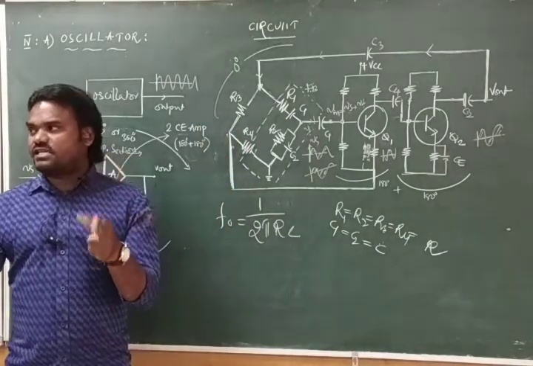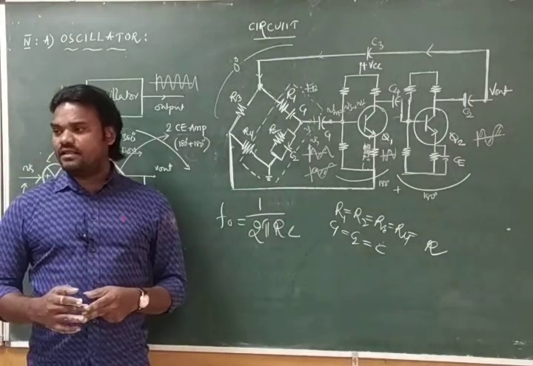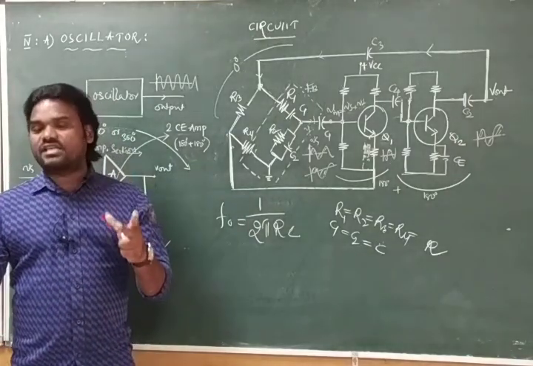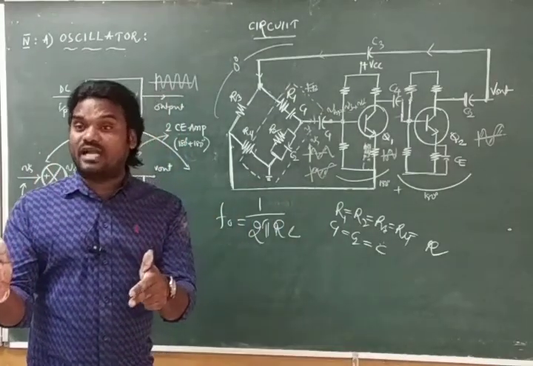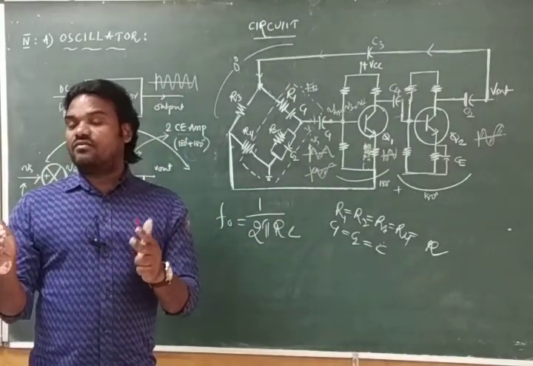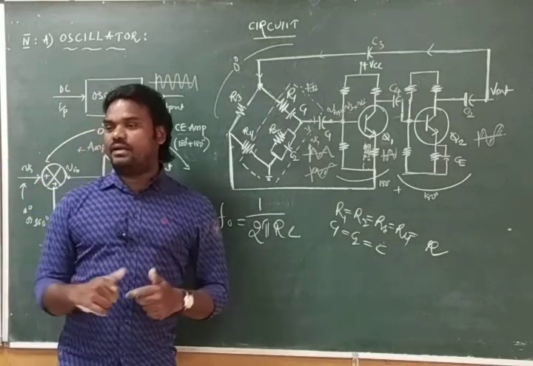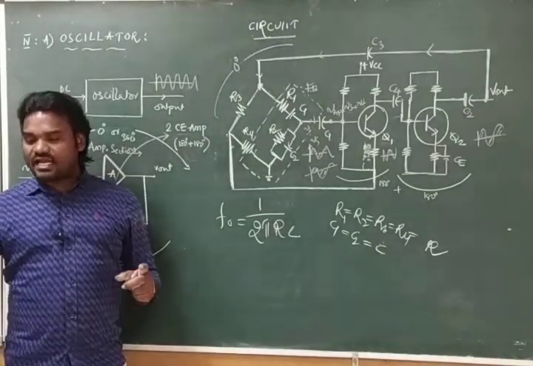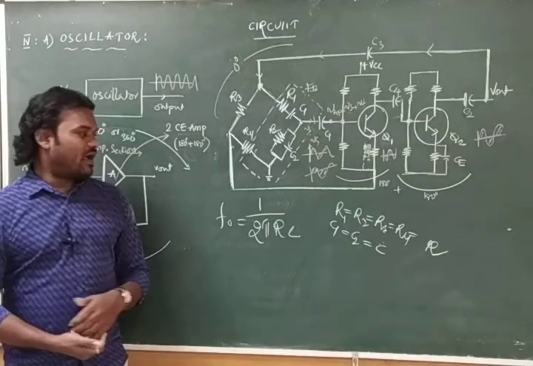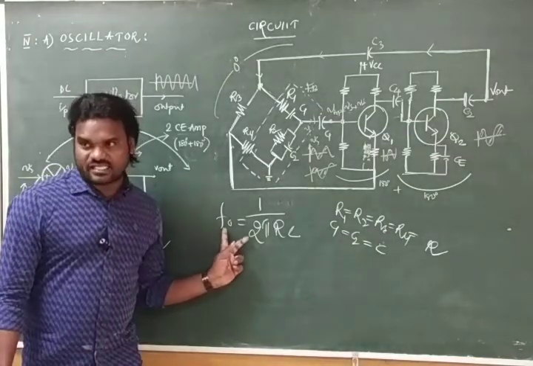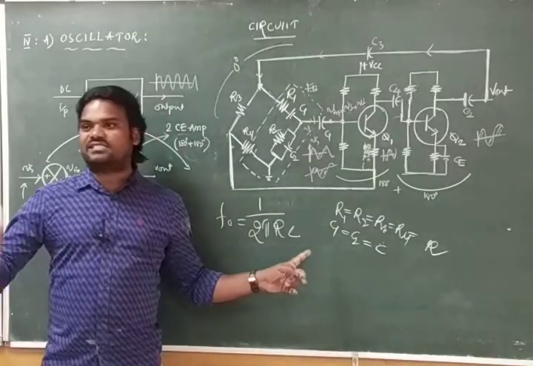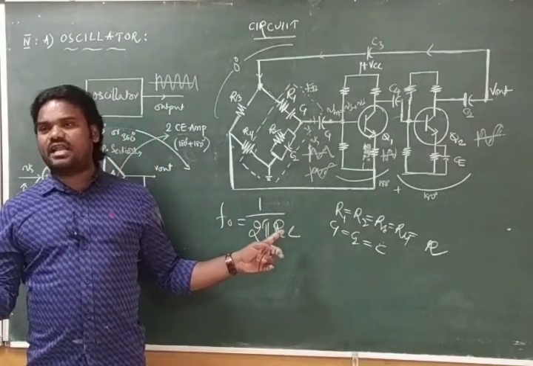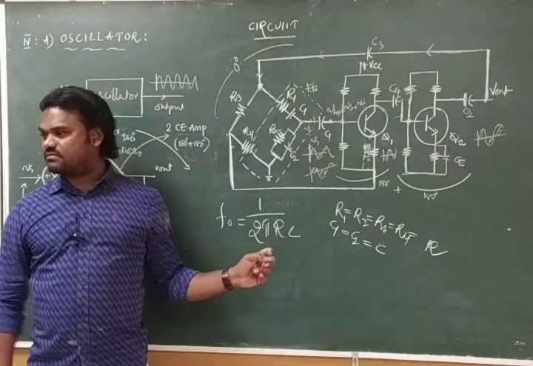Frequency of oscillation is purely dependent on the components which are used in the feedback network. Which feedback is it? Positive feedback. That is the point you should note down. The frequency of oscillation is purely dependent on R and C components. Then that oscillator is named as RC oscillator.